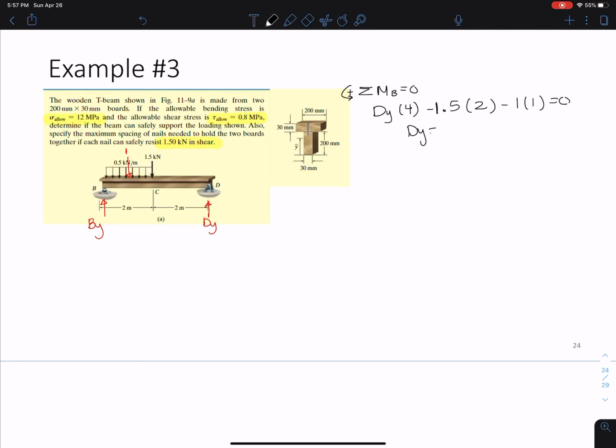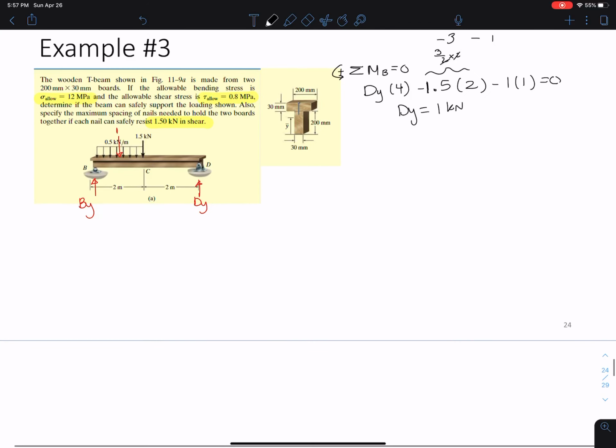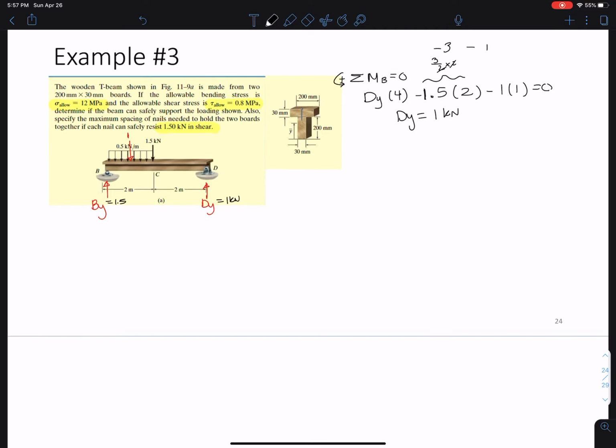Now my dy will be 1 kilonewton. There we go, because it's 3 over 2, 2 plus 1 here. This is going to be 3 over 2 times 2, so we have a 3. Negative 3 minus 1, we have a 4. When you divide by 4, you get a 1. Okay, all good, sorry. All right, so if dy is 1, then our by has to be 1.5, because those have to equal 2, the 1.5 plus 0.5.